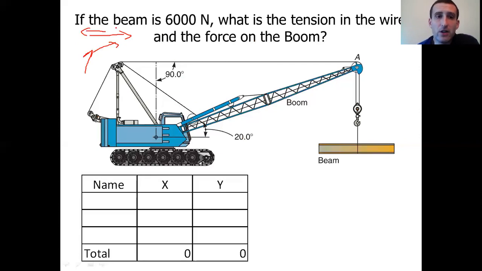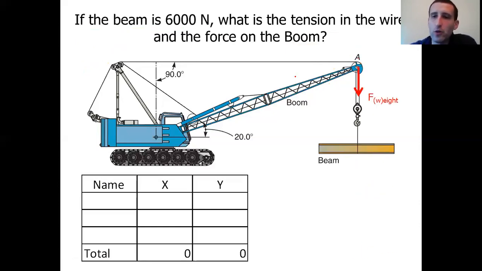The relevant forces here are the weight of the beam, the tension in the wire, and the force on the boom. So here's the boom, here's the weight of the beam, and here's the wire. They all meet at point A. That's where they all meet. So that's going to be the point that we are interested in, and we're going to look at all the forces acting on point A.